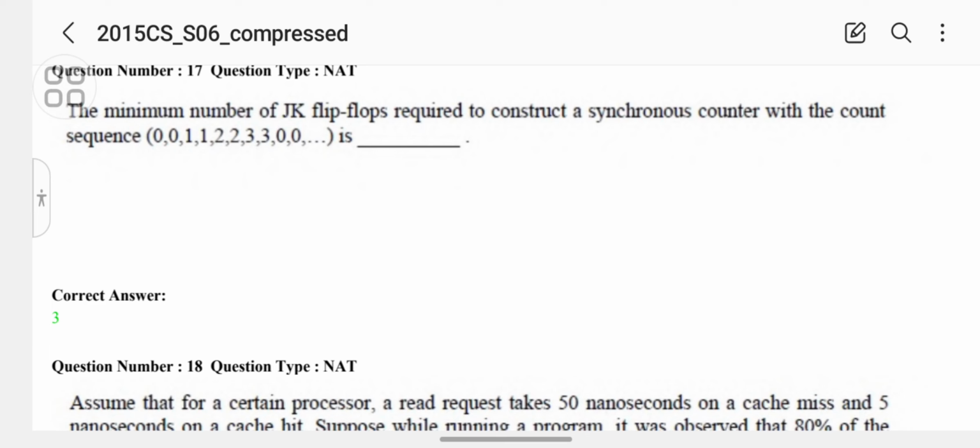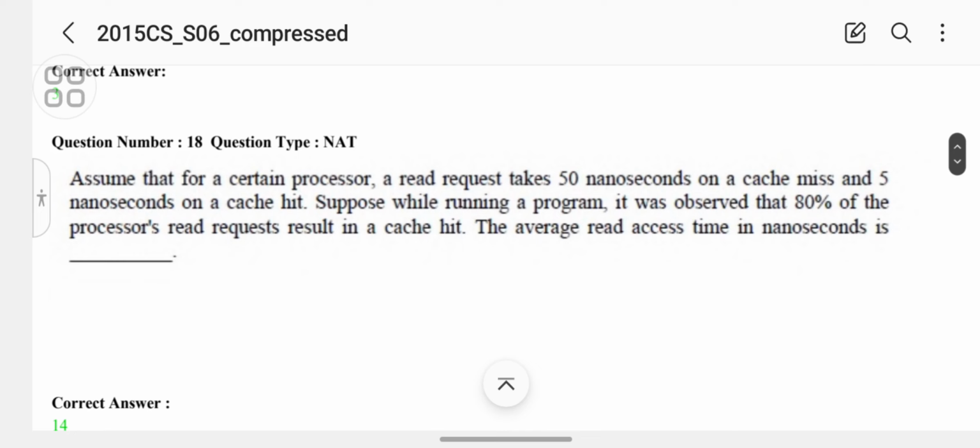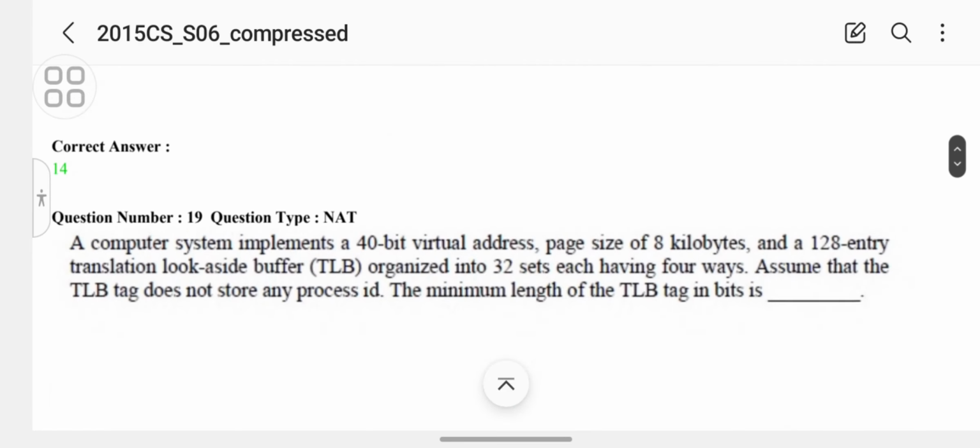This is what? So if you solve this, you will get the answer as 3. Okay, assume that for a certain processor a read request takes 50 nanoseconds on a cache miss and 5 nanoseconds on a cache hit. Suppose while running a program it was observed that 80% of the processor's read requests result in a cache hit. The average read access time in nanoseconds is what? So for this the answer is 14.